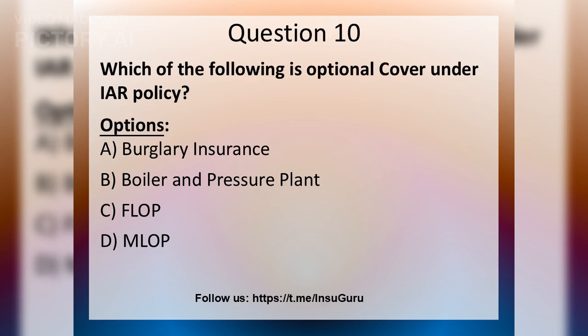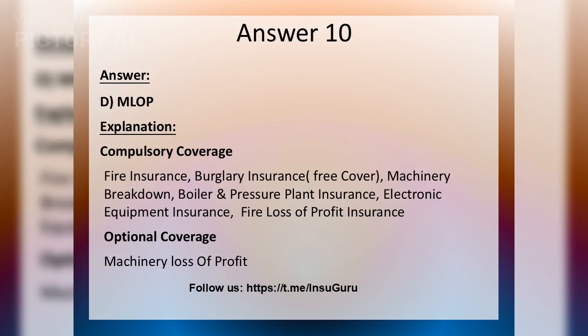Which of the following is an optional cover under an IAR policy? Let's identify the correct optional cover from the given options. The compulsory coverage includes fire insurance, burglary insurance, machinery breakdown, boiler and pressure plant insurance, electronic equipment insurance, and fire loss of profit insurance. Optional coverage includes machinery loss of profit. So answer is option D, MLOP.